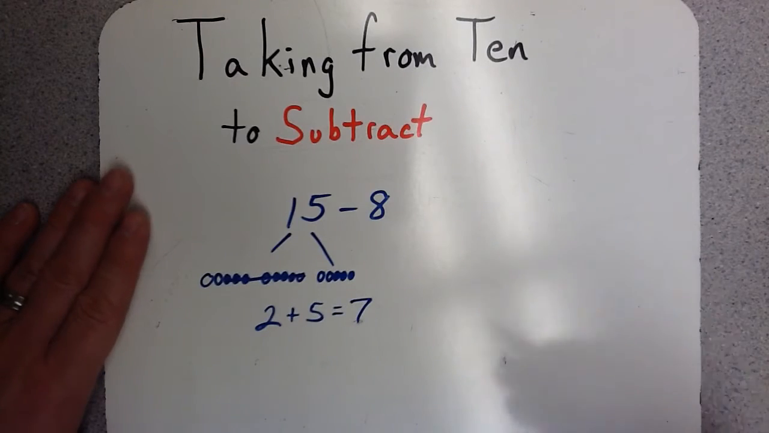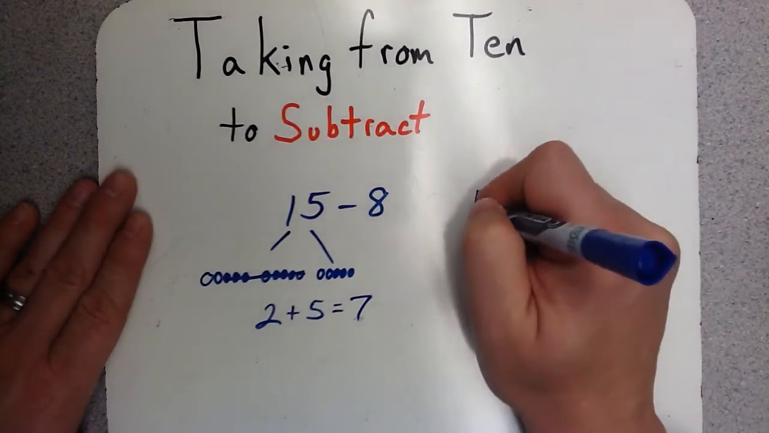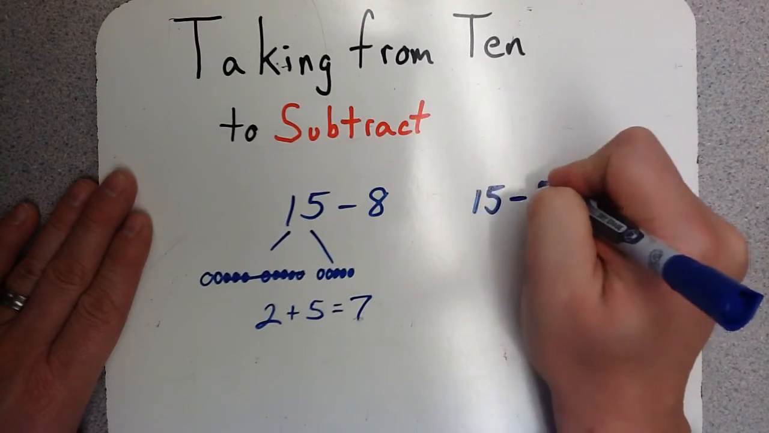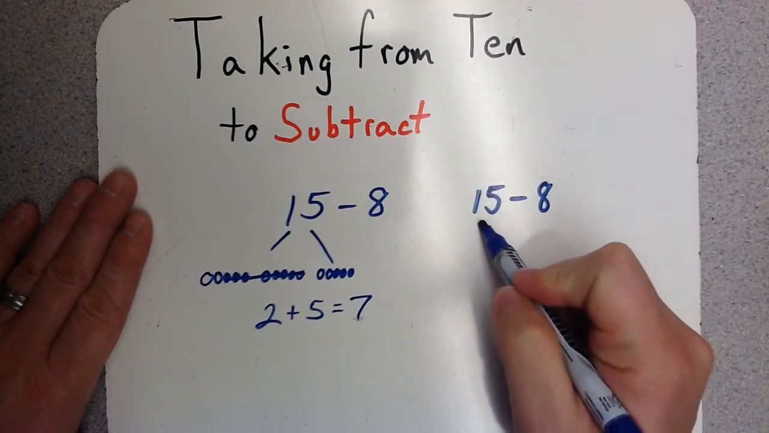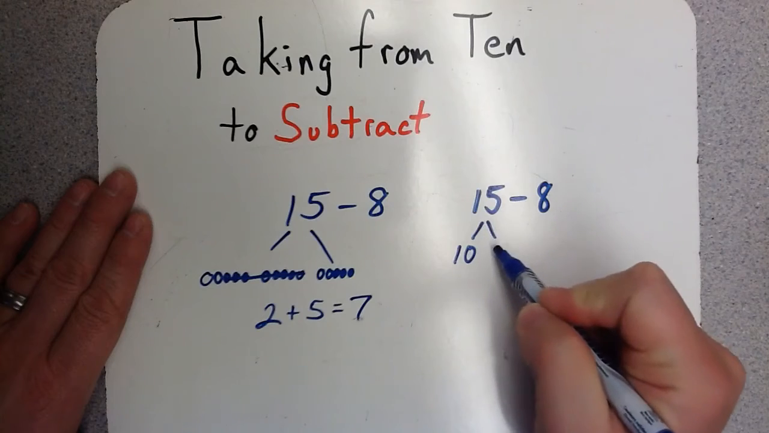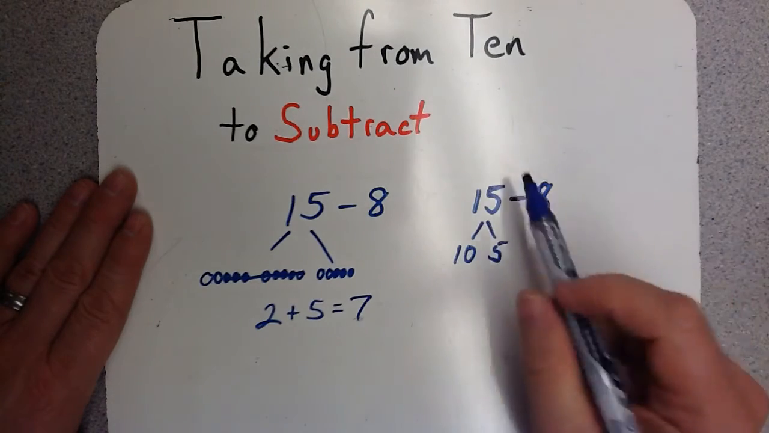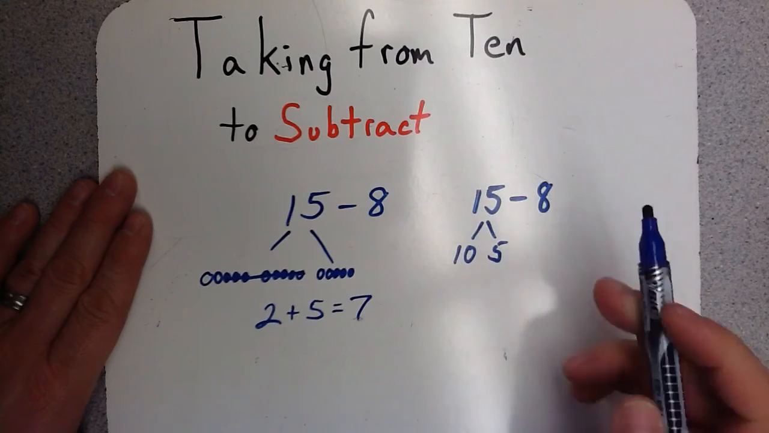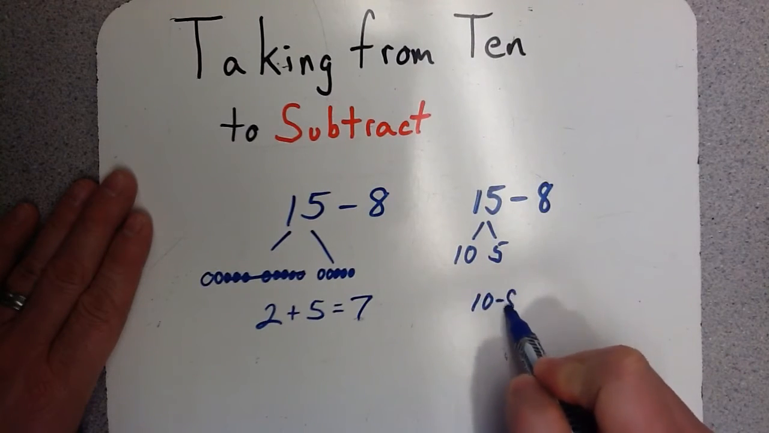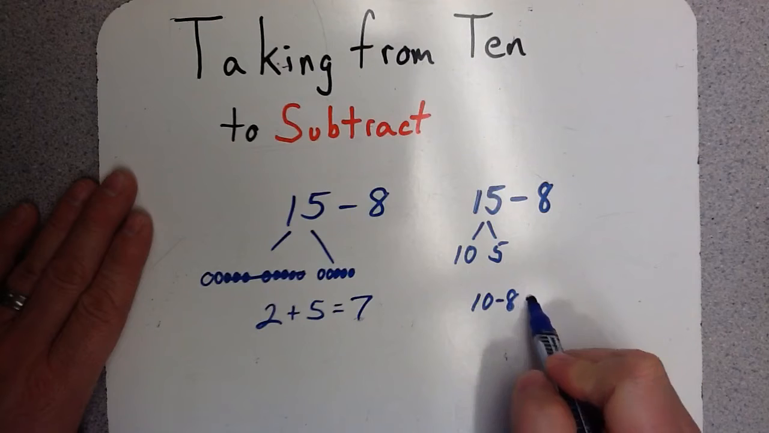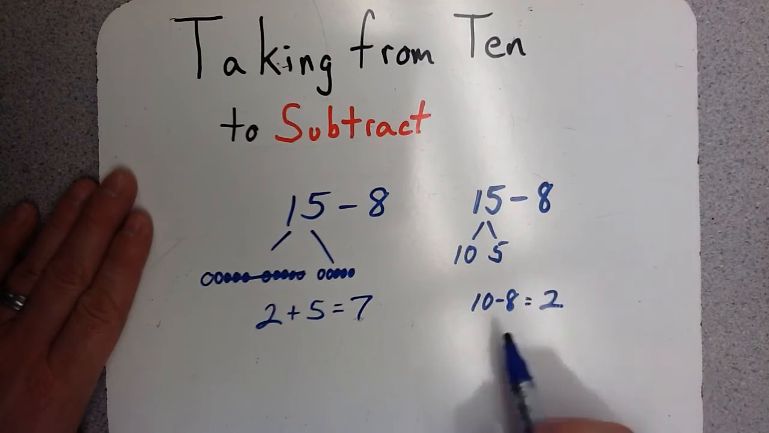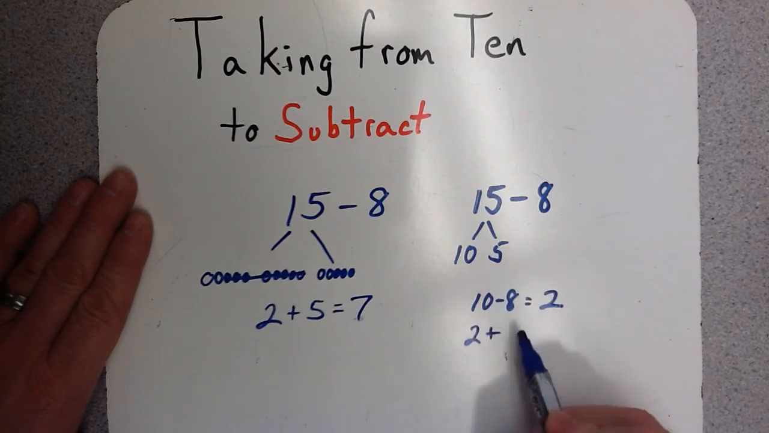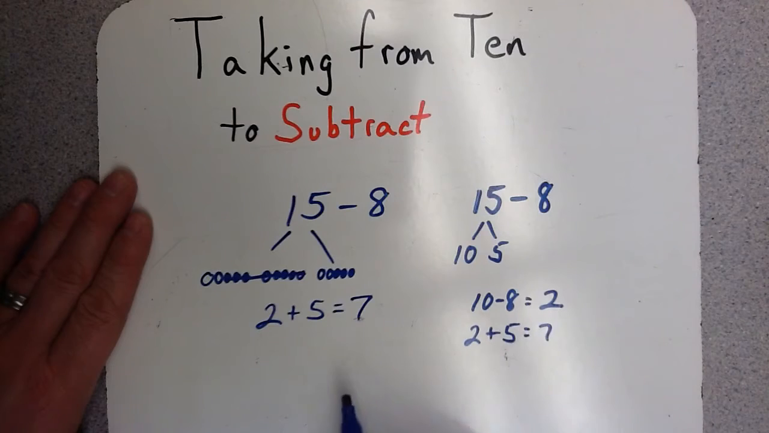7. Now let's look at the same problem using just number bonds. So 15 minus 8. Well, I can break my 15 apart into a 10 and a 5. I need to subtract 8. Well, I can subtract 8 from 10. So 10 minus 8, that's the same thing I just did over here. It's 2. And then 2 plus 5 equals 7. So 15 minus 8 equals 7.